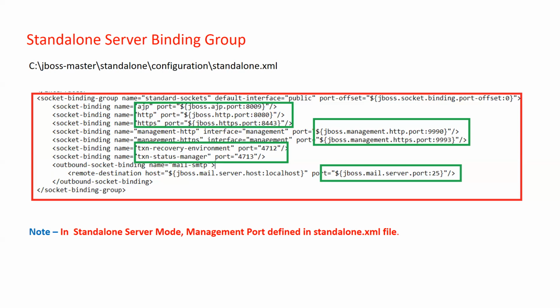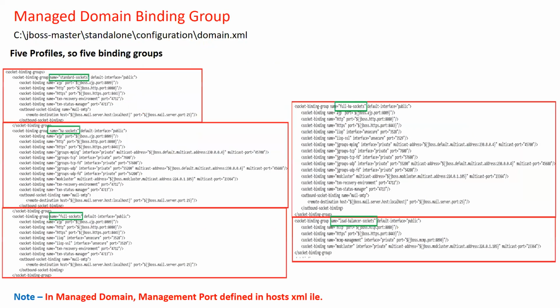So this 9990 management port, when we use the server in standalone mode, will be inside your standalone.xml file. When we use our JBoss server instance in managed domain mode, this port is defined inside the host.xml file, so you will not see it inside the domain.xml. We have different profiles here, and each profile is defined in the domain.xml file. When we have different profiles inside the same file, we have a different socket group for each and every profile.